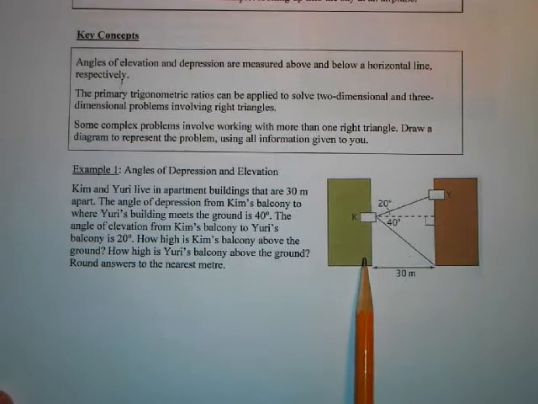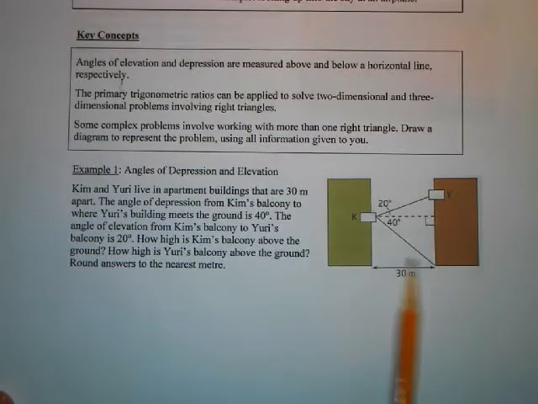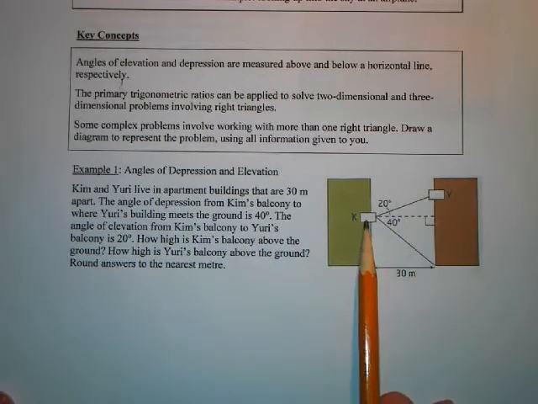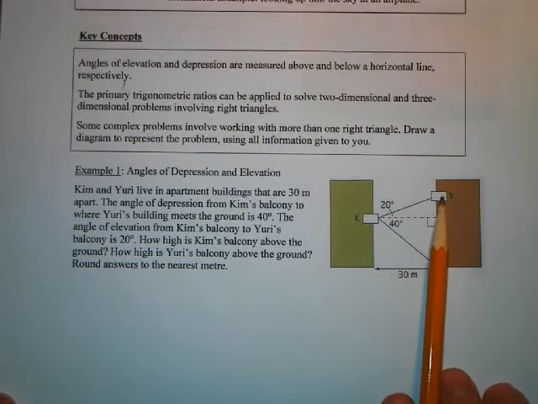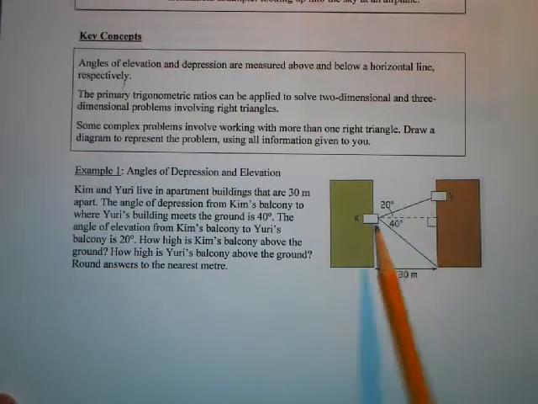They live in apartment buildings across from each other. The apartment buildings are 30 meters apart. Here's Kim's balcony, with a K, and Yuri is on a slightly higher floor, I guess. There's his balcony.